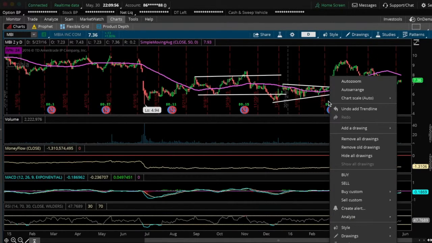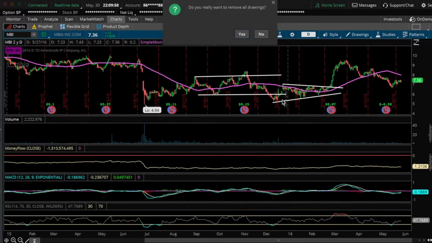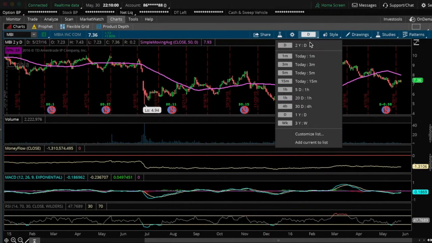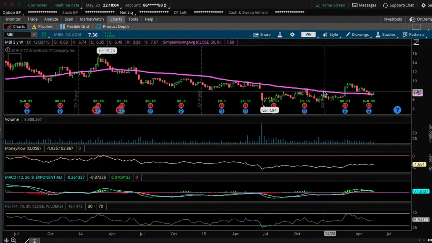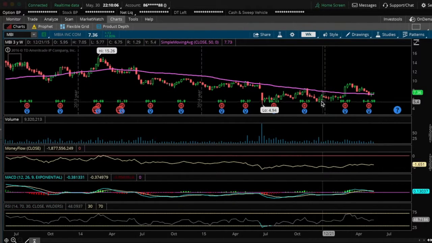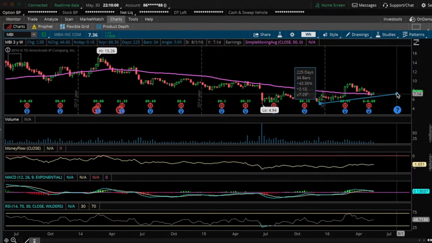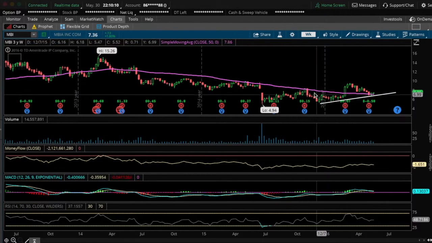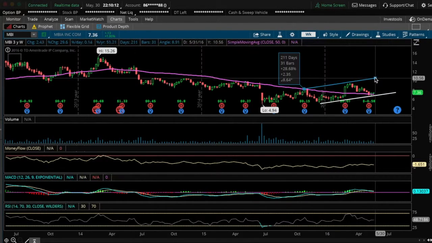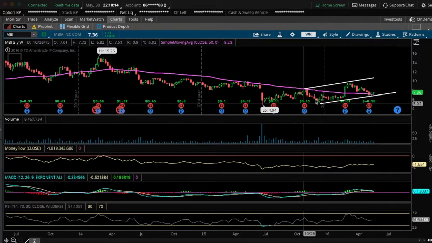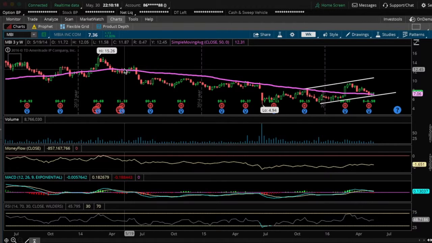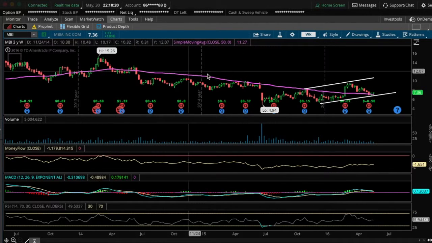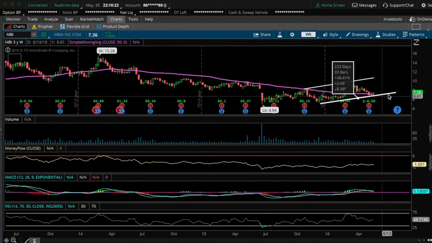Now, to better see that entry, we will move to the weekly chart right here. Beautiful chart where we have the moving average trading neutral, then trading down, and now it's starting to turn.